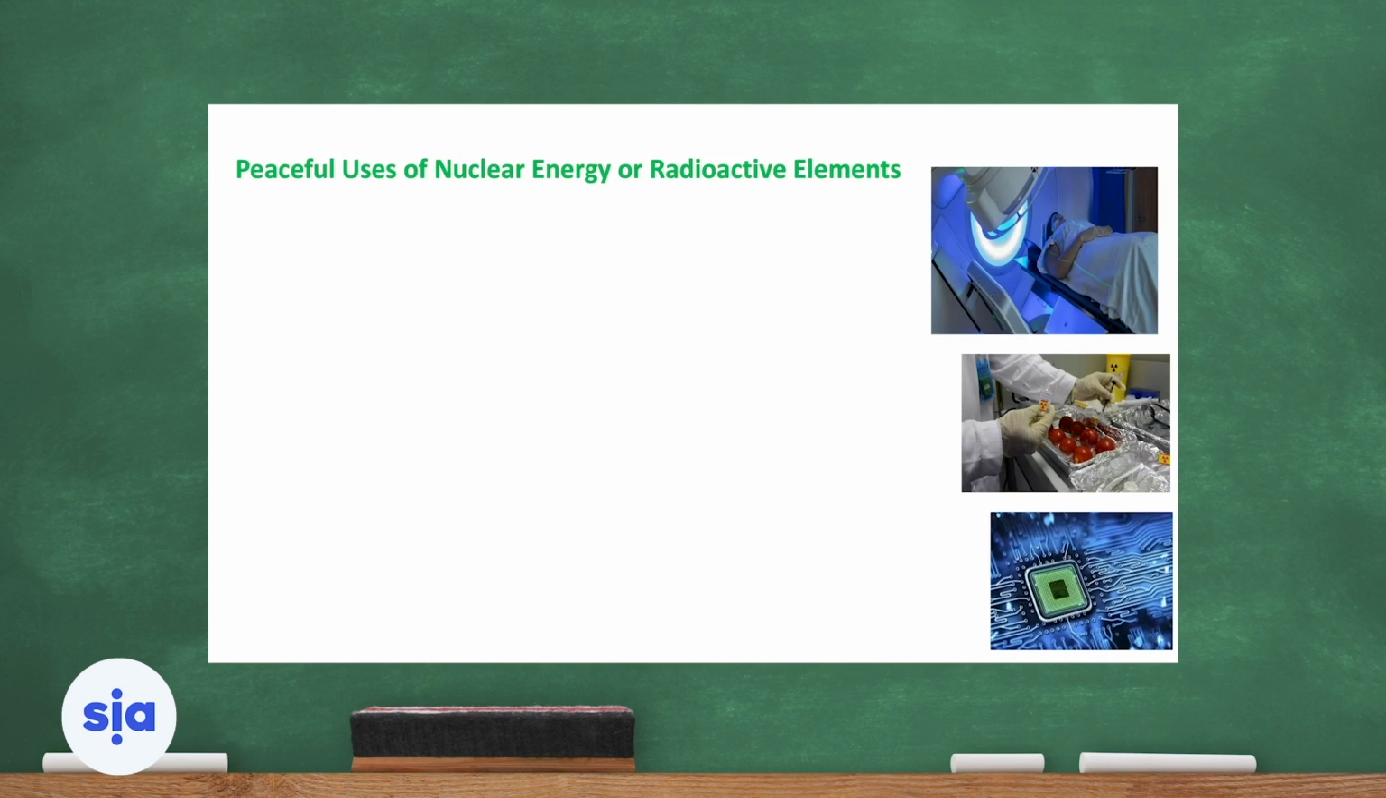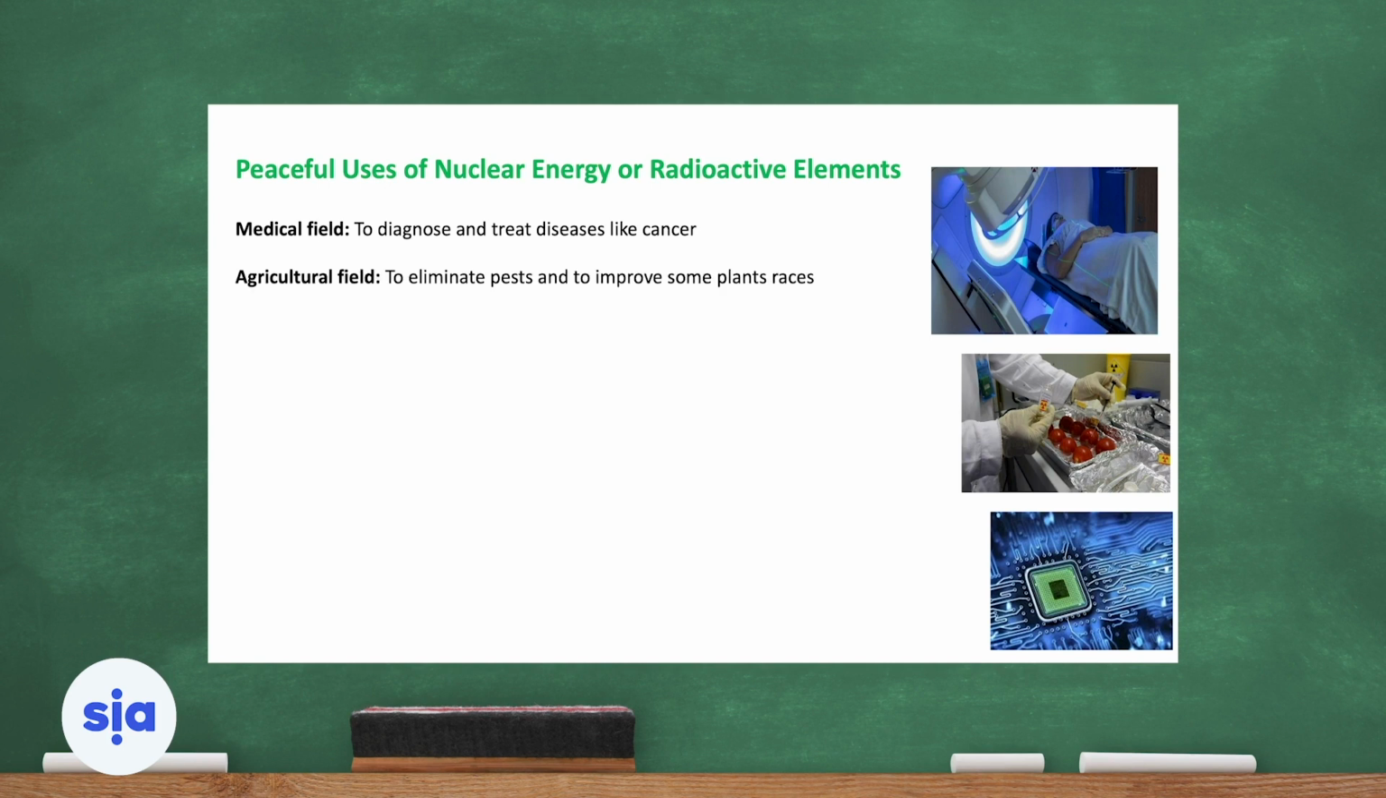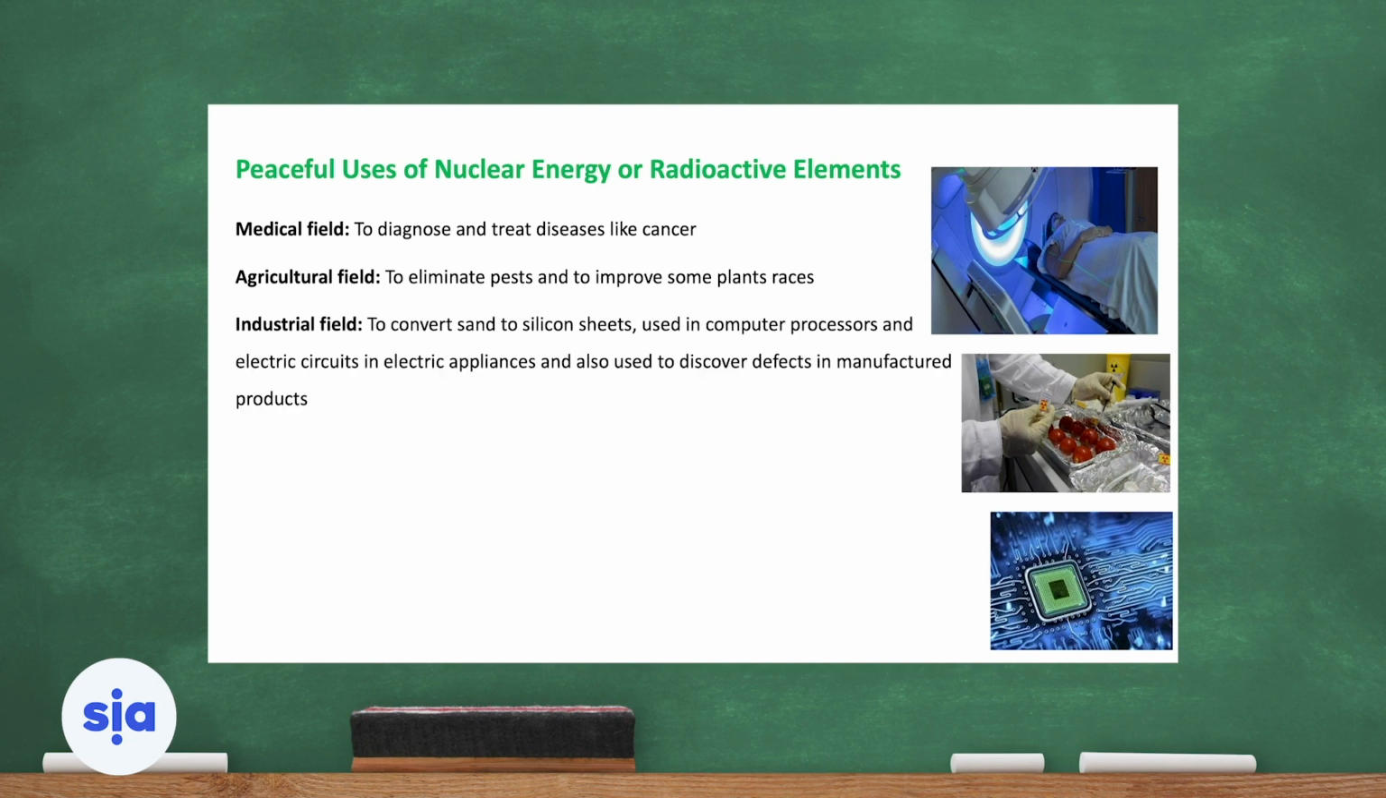There are also peaceful uses of nuclear energy or radioactive elements, like in the medical field for diagnosing some diseases or treating others, like cancer, for example. In the agricultural field, to remove the pests and improve some plants. In the industrial field, to convert sand to silicon. And silicon sheets are used in computer processors and electric appliances.